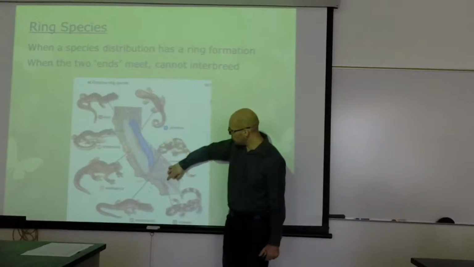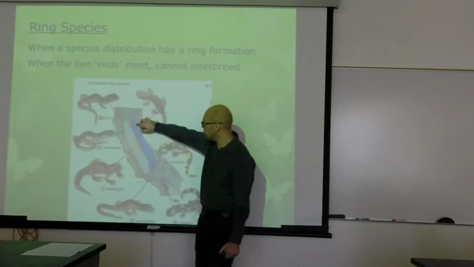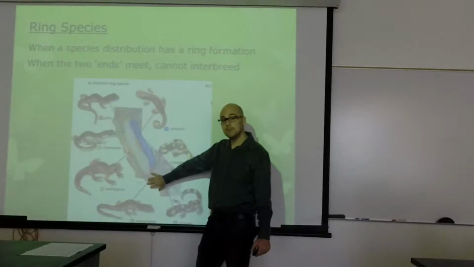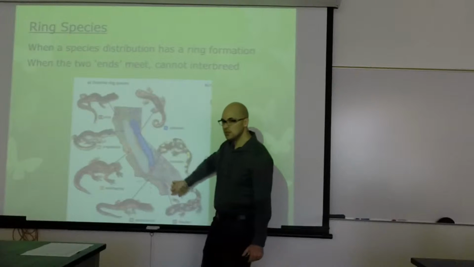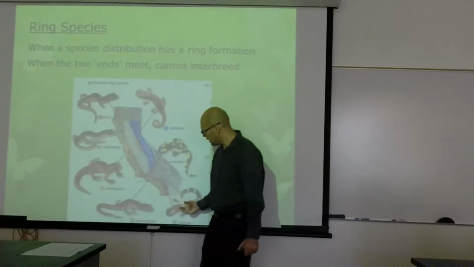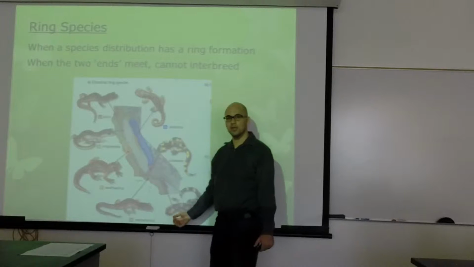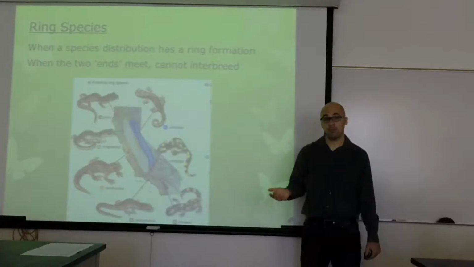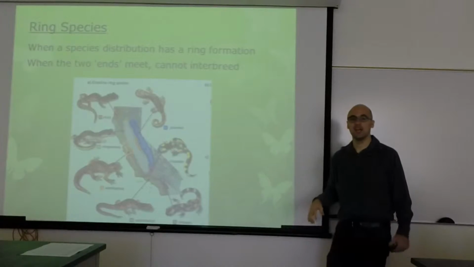Even though this one could interbreed with this, and this could interbreed with this, and this could interbreed with this, and this could interbreed with this, so it's continuous. It's a continuous population. These two cannot interbreed. And that's a ring species and an example of parapatric speciation occurring.